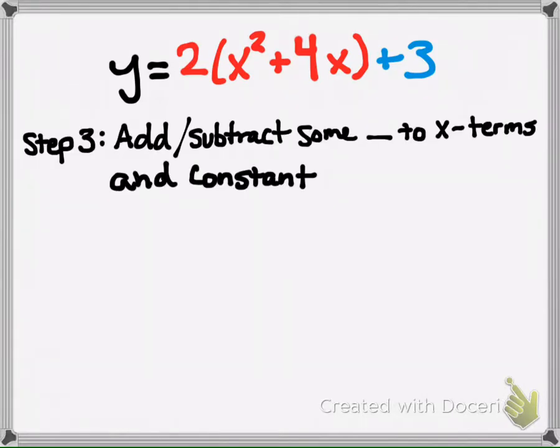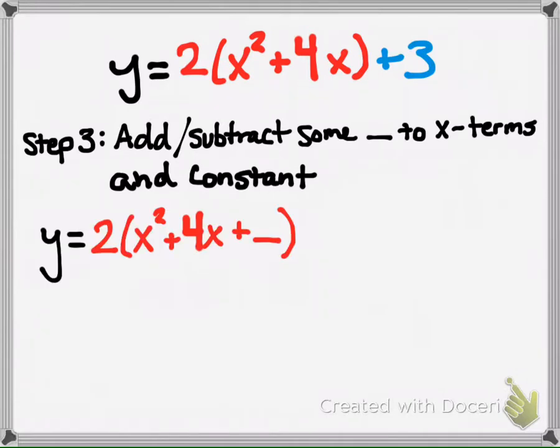My third step is going to be to add and subtract some number, blank, to the x terms and the constant. Now because I'm adding something to my x terms, that means I'm going to have to subtract something from my constant. So I'm going to have this set up as y equals 2 times x squared plus 4x plus a blank. Now this number is going to give me a perfect square trinomial. And then on the outside, I have that plus 3, but minus that same blank. But notice, we are multiplying the blank inside of the parentheses by 2. So we also have to multiply the blank on the outside of the parentheses by 2.